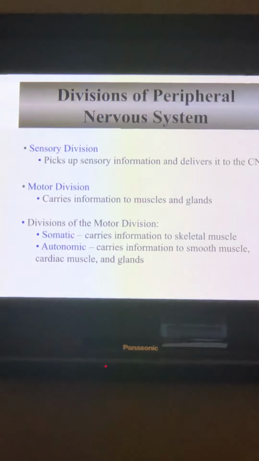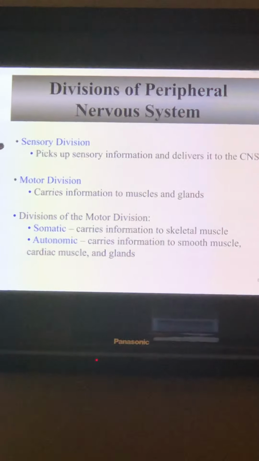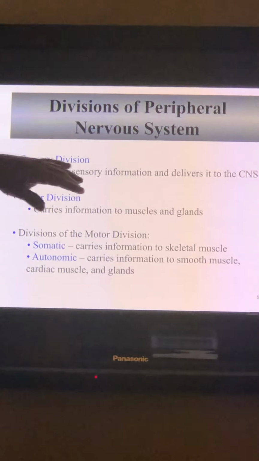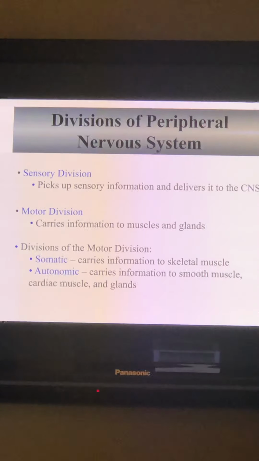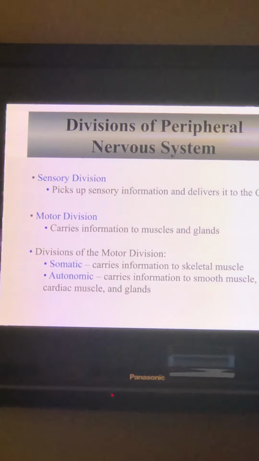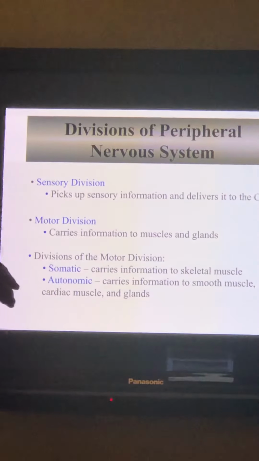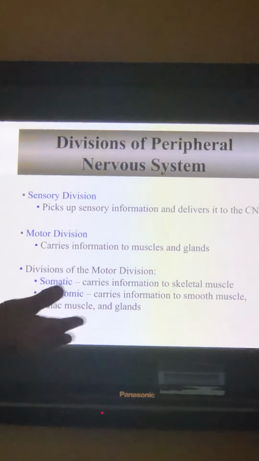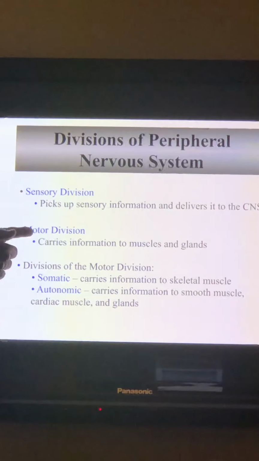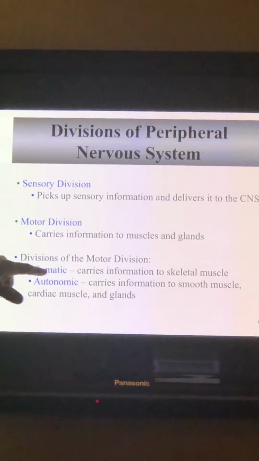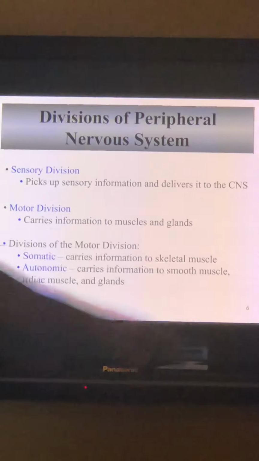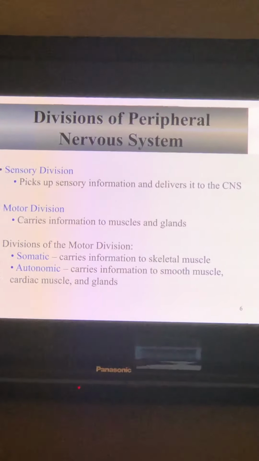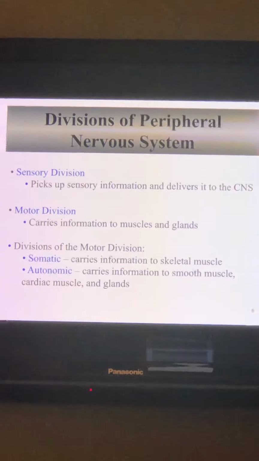We can divide this. The peripheral nervous system has divisions. We have a sensory division and a motor division. Sensory division, we'll talk more about that in Chapter 12 next semester. It's more about the sensory receptors. The motor division is what supplies your muscles and glands, either skeletal, smooth, cardiac, or gland. We divide this into two parts, somatic and autonomic. Somatic has to do with skeletal muscle only. Autonomic, or what I like to call automatic, is smooth muscle, cardiac muscle, and gland supply.